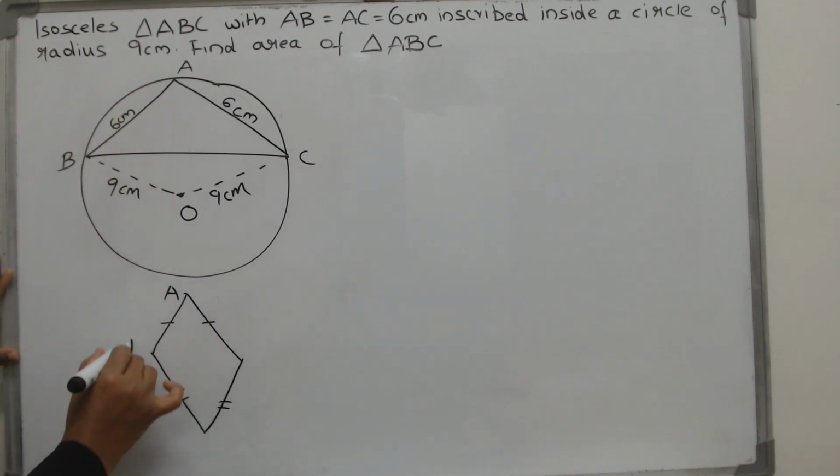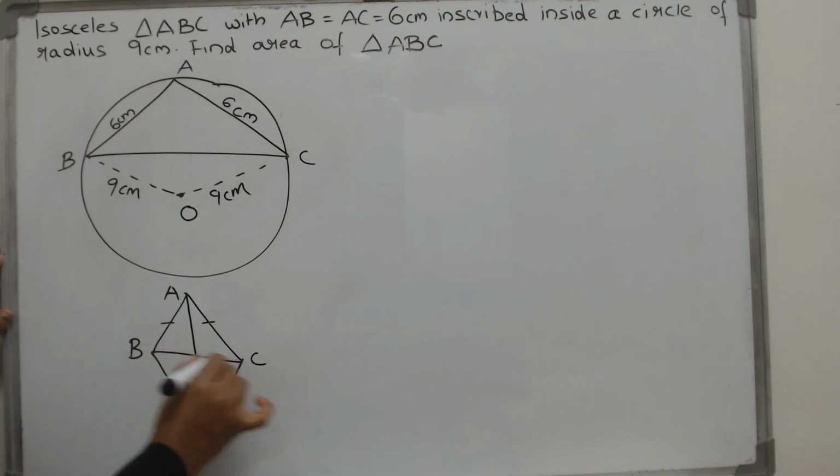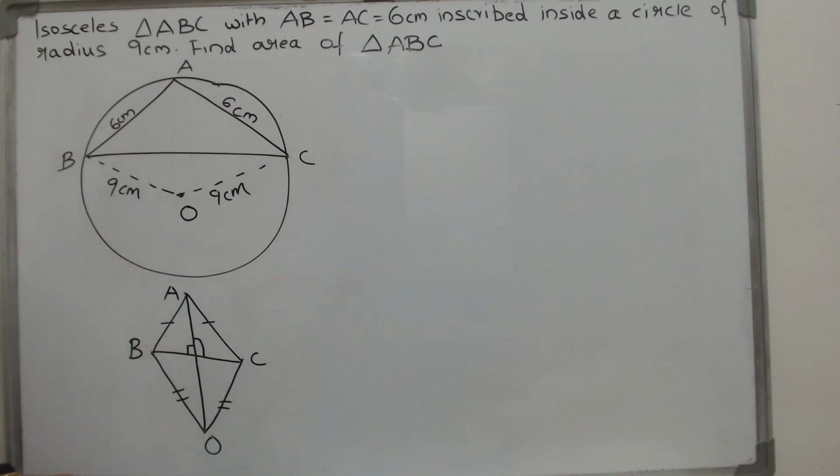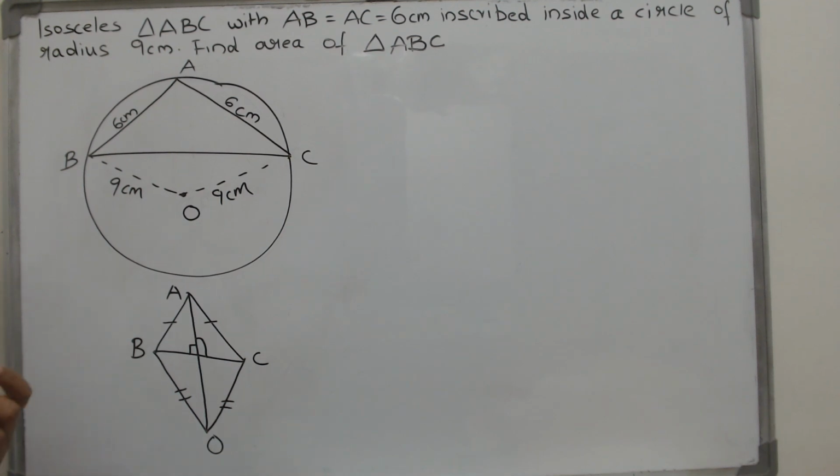And now what is the property that we are going to use? We know that the diagonals of a kite are perpendicular to one another. Not only that, the longer diagonal bisects the shorter diagonal. Now I know what is the first question that will come to your mind. How do I know which one is the longer diagonal and which one is the shorter diagonal?